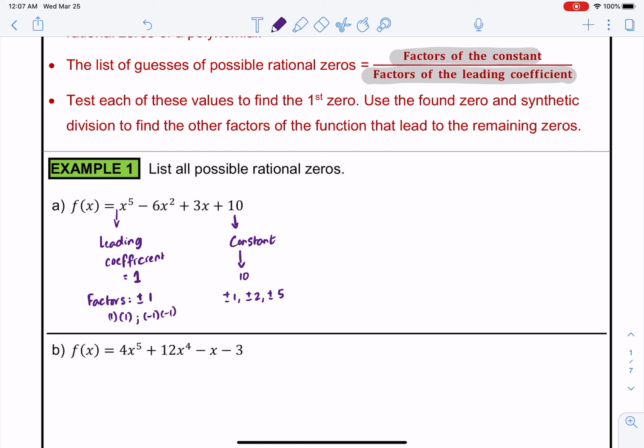And once we list out all the factors, what we do is divide the factors of the constant by the factors of the leading coefficient. So we have plus or minus 1 divided by plus or minus 1, plus or minus 2 divided by plus or minus 2, and plus or minus 5 divided by plus or minus 5. So if you divide plus or minus by plus or minus, you'd still get plus or minus. So plus or minus 1.